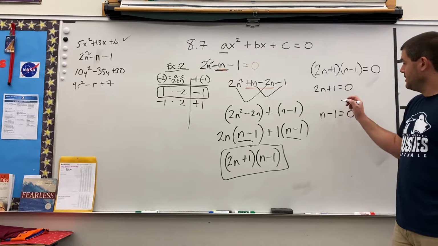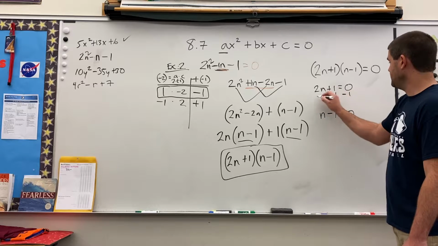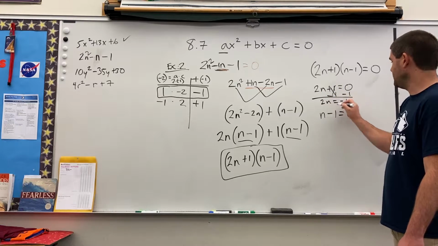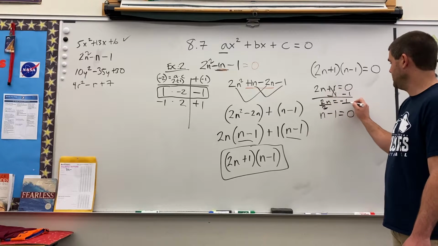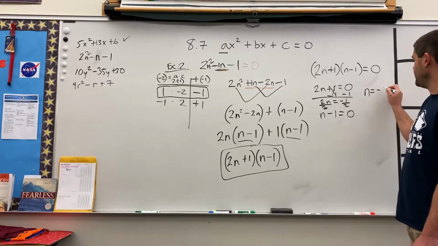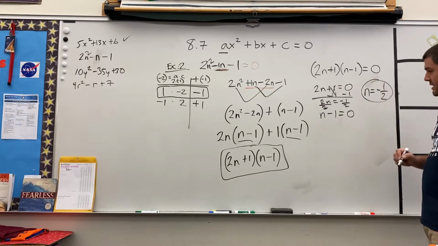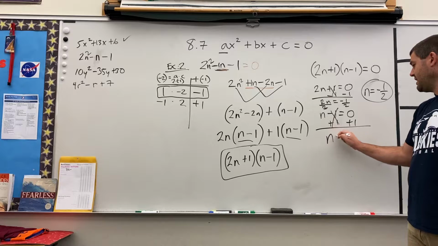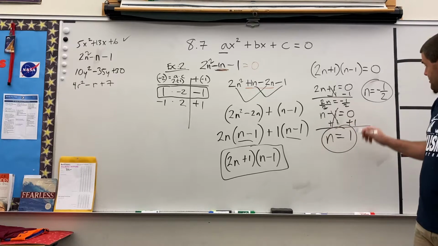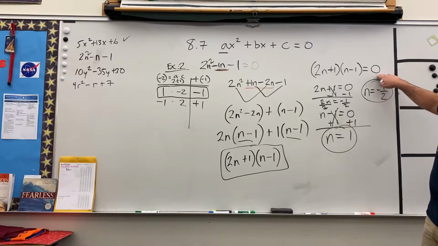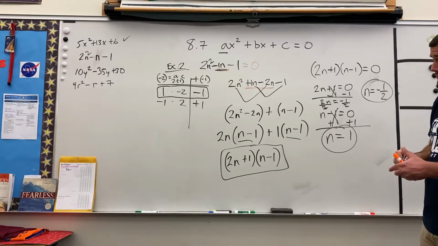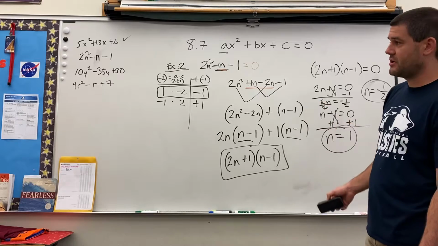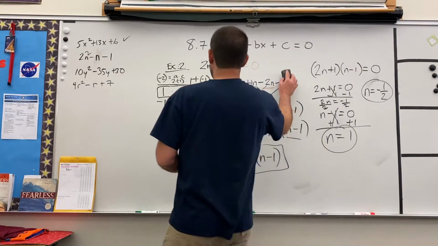So now you just plug and chug. Minus 1, and we get 2n equals negative 1, divide by 2, and n equals negative 1/2. Okay, so that's 1, and then plus 1 on both sides. We get n equals 1. So those are your two answers if we set this thing equal to 0. Now, those are some of the easier ones. Let's see if we can try something a little bit tougher.